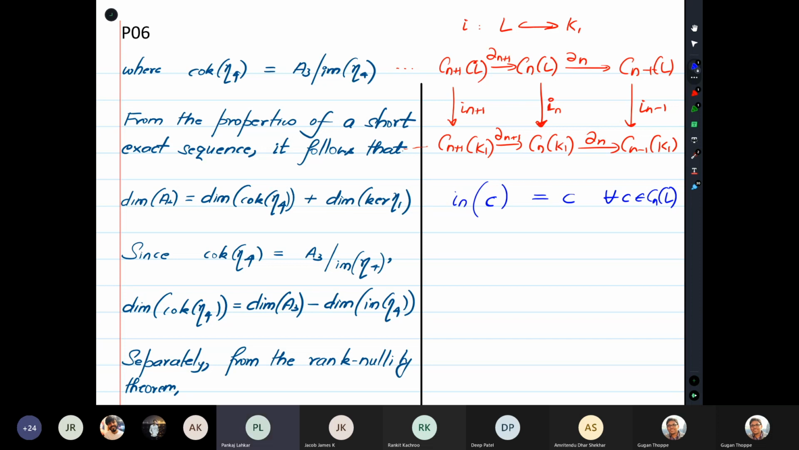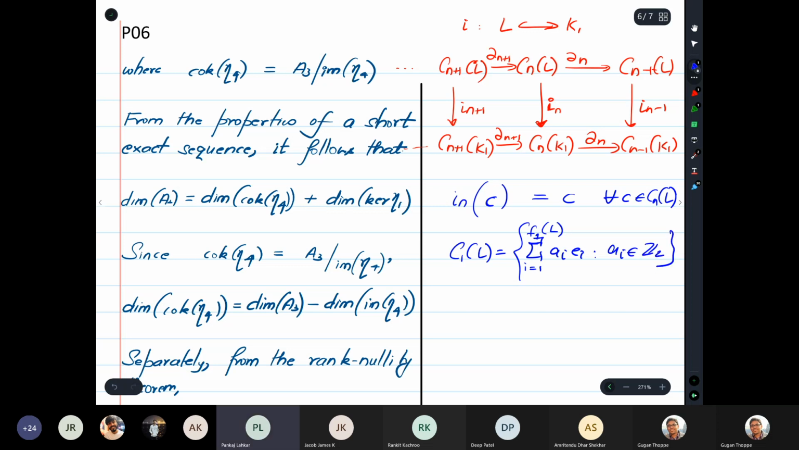I think you already said, because L is a subset of K1, and all the n-faces of L must be a subset of Cn of K1. Yeah. Do you agree? Because Cn of L is all formal sums of n-faces in L. What is C1 of L? C1 of L is the sum of ai ei, i equals 1 to f1, right? And f1 of L. Do you agree with this? Yes. This is all such linear combinations, ai belongs to Z2. Do you agree?